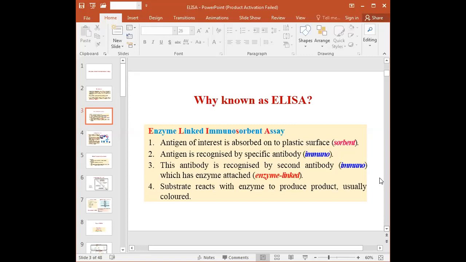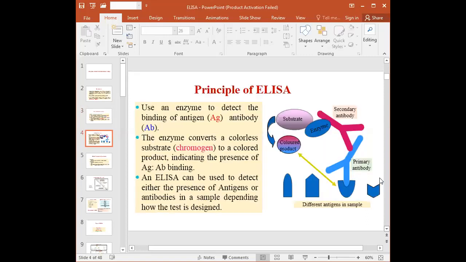The next step is that another antibody, a secondary antibody, recognizes the primary antibody, and this secondary antibody is linked with or tagged with an enzyme. That is why the term enzyme linked has come. And the last is the substrate that is specific towards the enzyme, that reacts with the enzyme to produce a colored end product. So that is why the term ELISA has come.